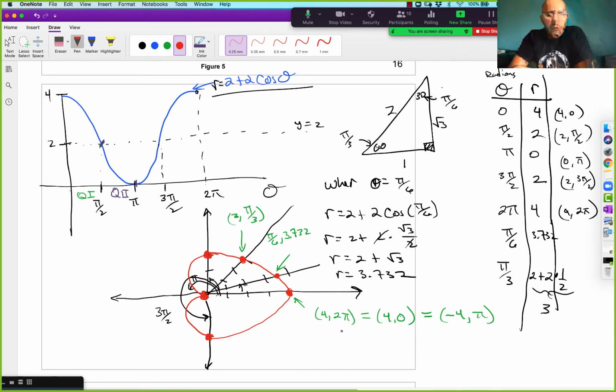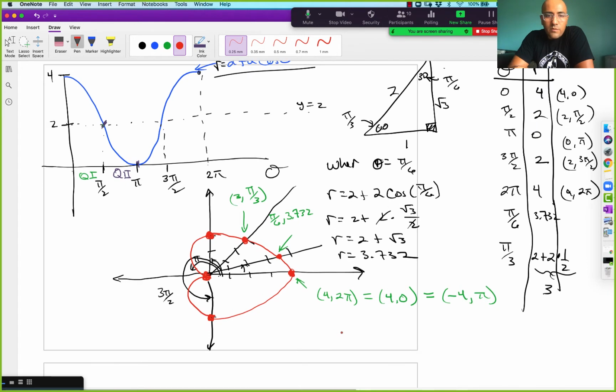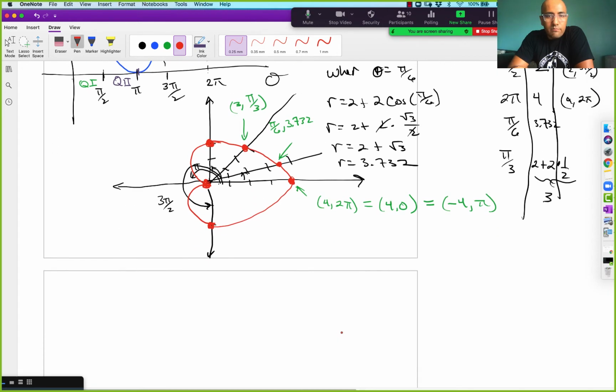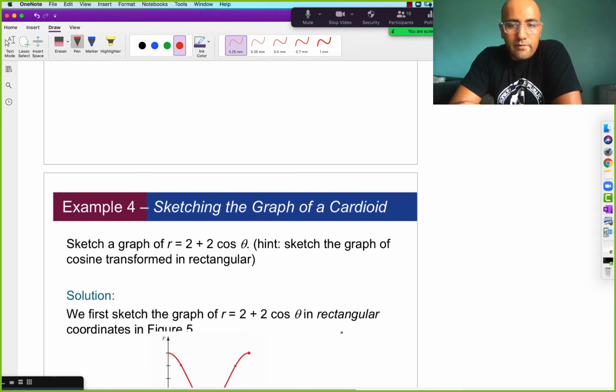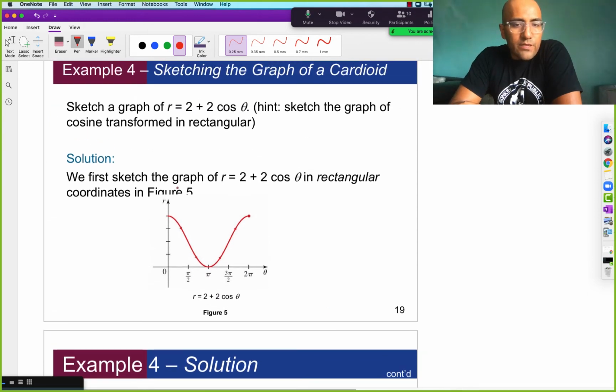No? Okay, let's look at some of the work the author did. Probably looks very similar, only better pictures. Okay, so first we sketch the graph of r equals 2 plus 2 cosine theta in rectangular coordinates. Using transformations, we know that it looks like this, where this is a maximum of 4 there, down to 0, up to positive 4. Good, so hopefully we have that part.